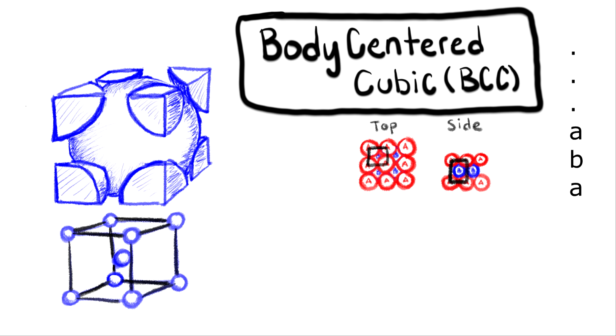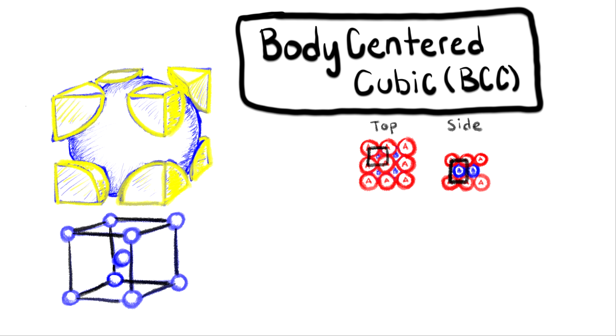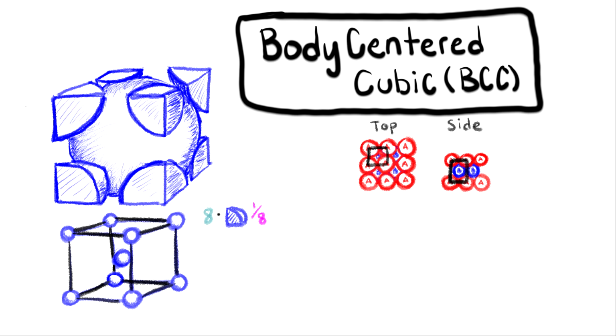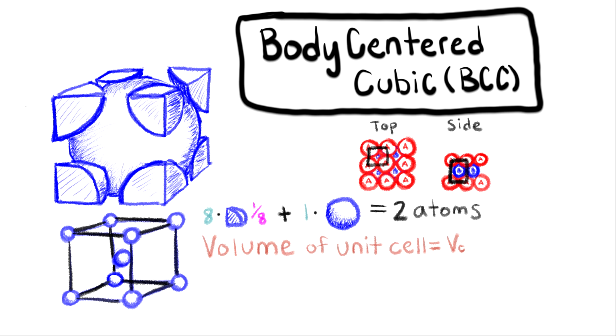Notice that the BCC structure is just the simple cubic structure with an atom on the inside. We already determined the simple cubic structure has 8 1/8 segments. Add one whole atom and we find there are 2 atoms in each BCC unit cell. Determining the volume of the unit cell begins the same way, by setting the side length equal to A.